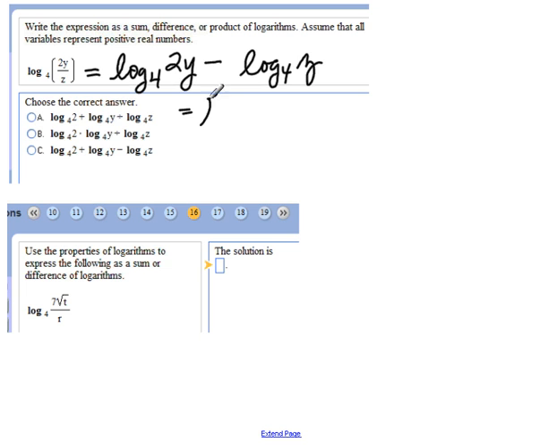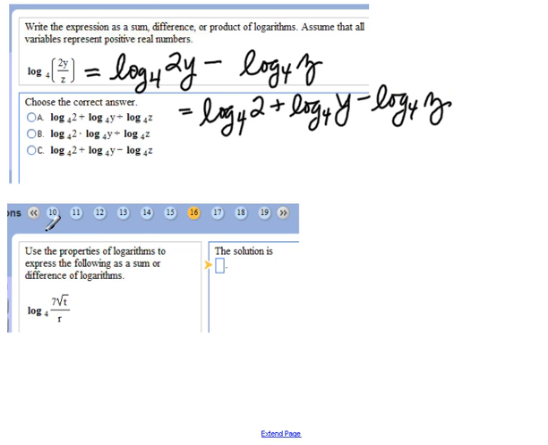The log of a product is a sum of the log of each of the factors. So this would be log base 4 of 2 plus log base 4 of y minus log base 4 of z. So which one is that? Part C, log base 4 of 2 plus log base 4 of y minus log base 4 of z.